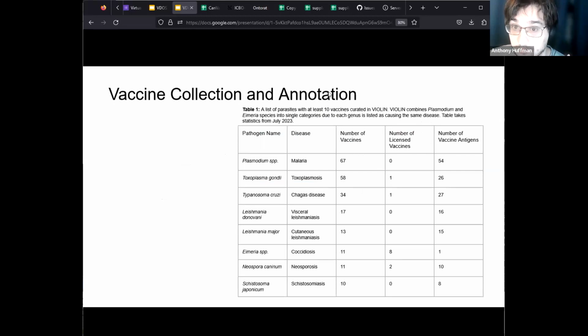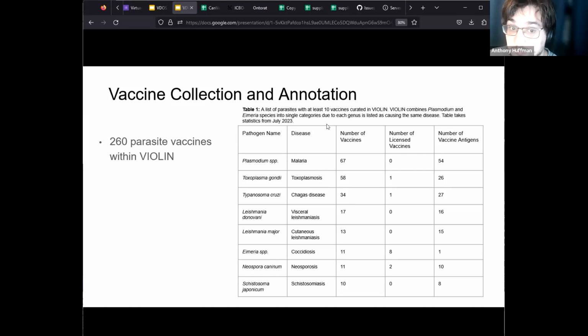So for the collection and annotation into VIOLIN, we have the entry showing all of the different parasite vaccines, with at least 10 vaccines showing up. Right now, for all the pathogens, we combine them by the actual diseases they are associated with, since I figure most of the audience would recognize the disease more than the actual scientific name for these parasites.